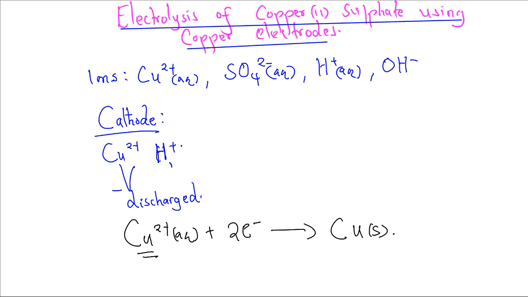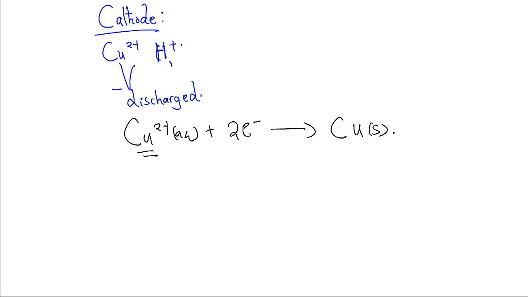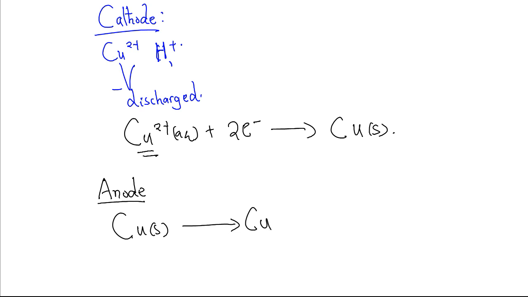So at the anode, the copper dissolves into the solution. So the anode will have oxidation: copper solid, that is the electrode, dissolves to give copper ions plus 2 moles of electrons.